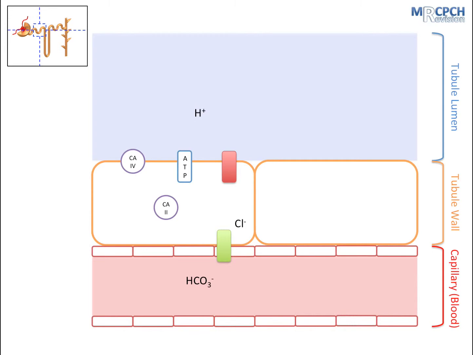The first one, there is a proton pump, an ATPase that actively secretes hydrogen ions into the tubular lumen. Sodium is also freely filtered, and there is a sodium proton exchanger on the luminal surface, and the remaining protons are exchanged for sodium. The bicarbonate is then absorbed back into the circulation, and the protons are excreted in the urine.